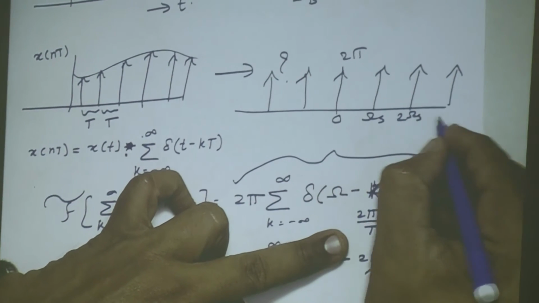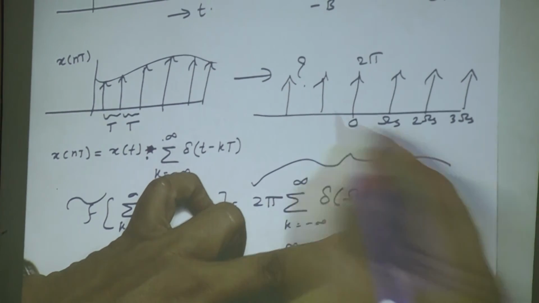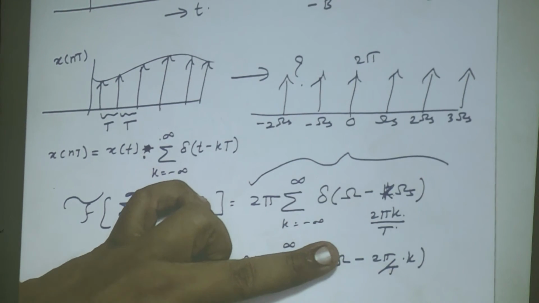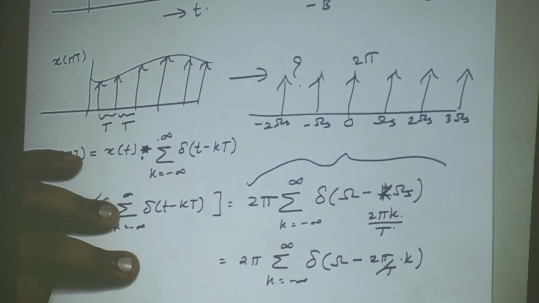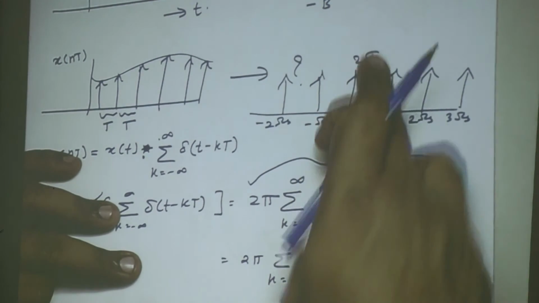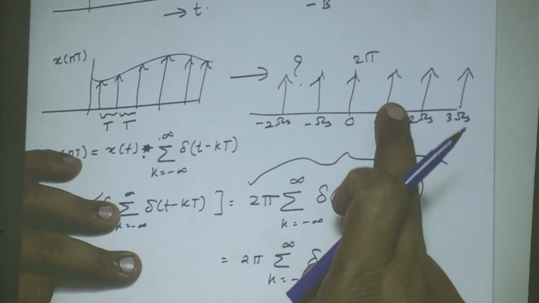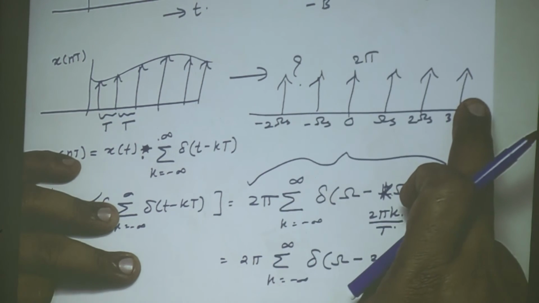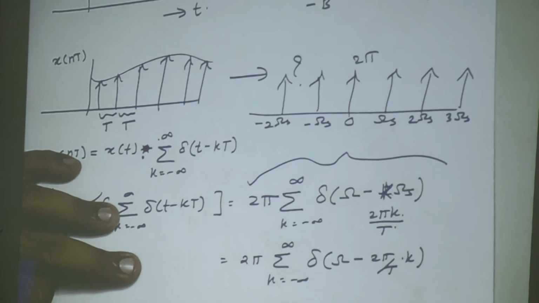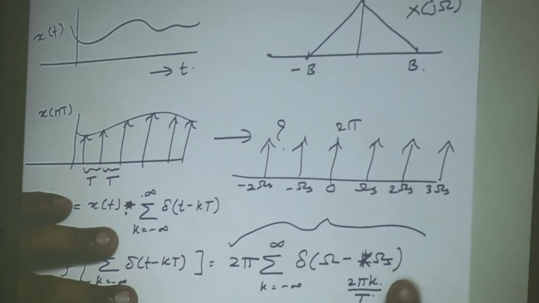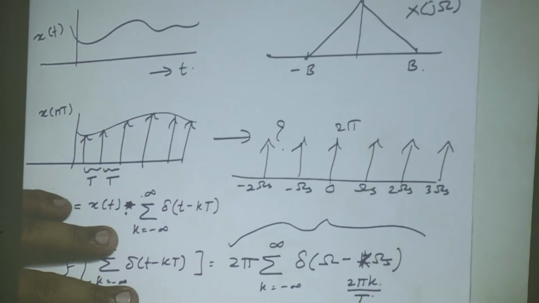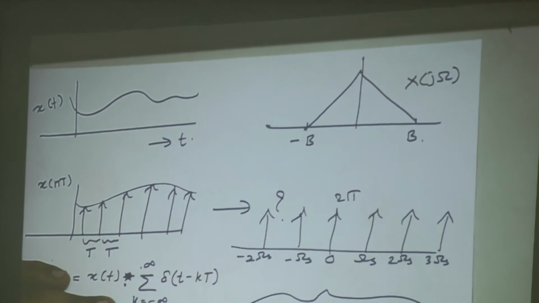This is twice omega s. This is thrice omega s, and so on. This is minus omega s. This is minus 2 omega s, and so on. Magnitude is 2 pi. What is this? 2 pi delta omega. 2 pi delta omega minus omega s. 2 pi delta omega minus 2 omega s. 2 pi delta omega minus 3 omega s. All such impulses are added to form this signal. Now what we want to do is, we want to take convolution of these two. Don't bother about the magnitude much.